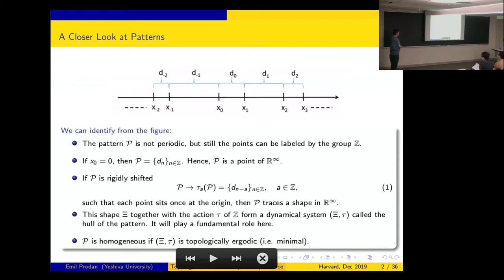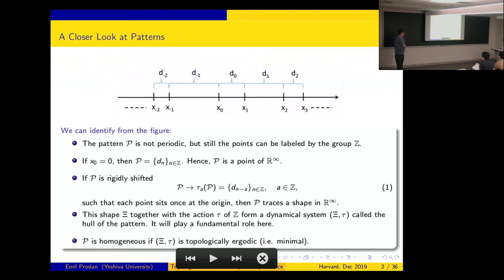So now, if I fix x0 always at the origin, which will be the case, then this pattern, in fact, is fully determined by the distances between the points. And all of a sudden, you see that, in fact, the distances can be seen as a point in an infinite dimensional space. And that's precisely how one should look at the pattern, as a point in a topological space. And then, if the pattern is rigidly shifted, so each point gets to sit at the origin once, then this point in R infinity traces a shape, and that shape is called the hull of the pattern. It will play a fundamental role.